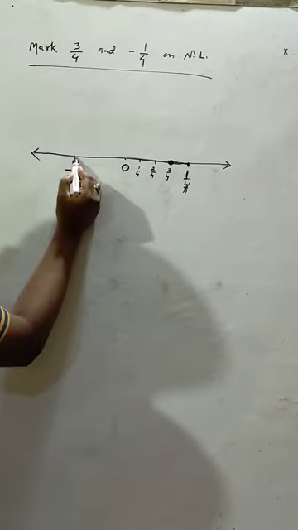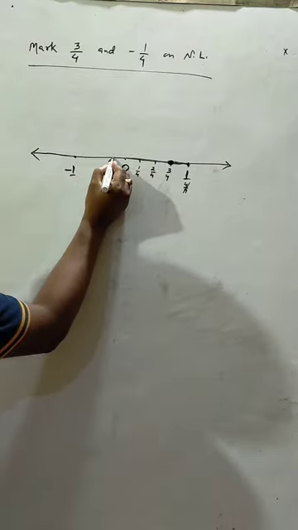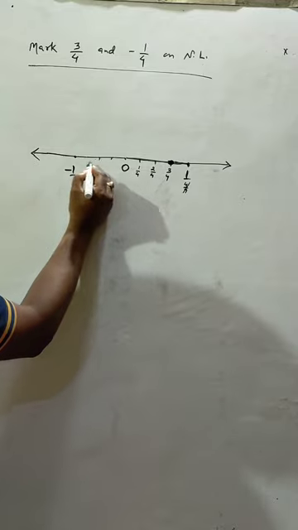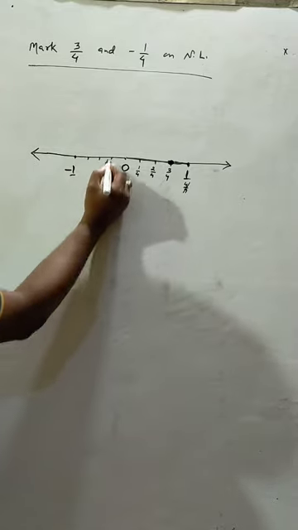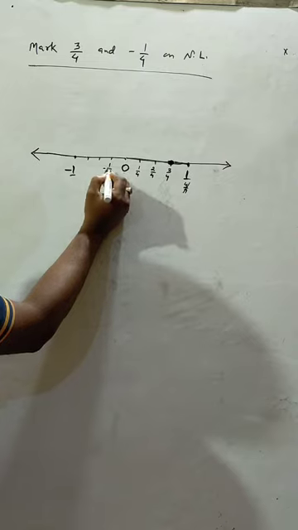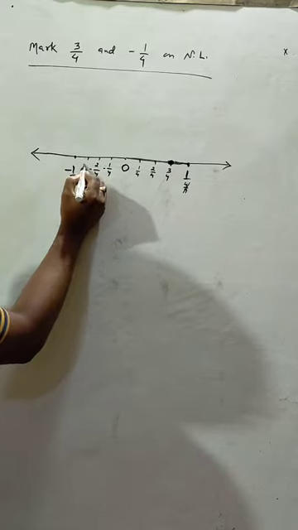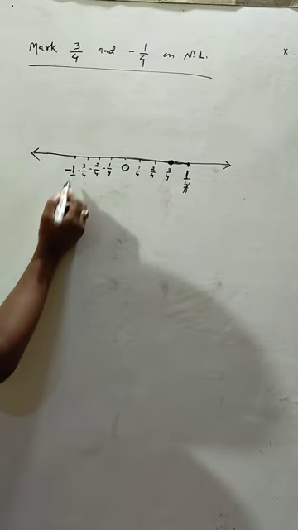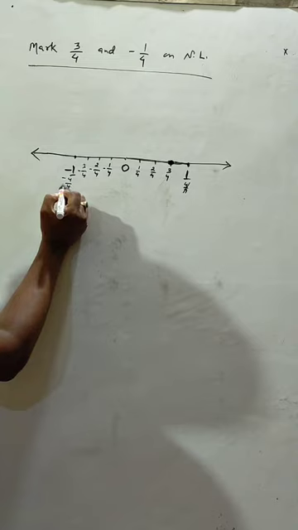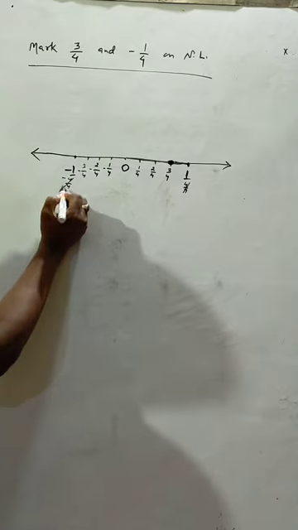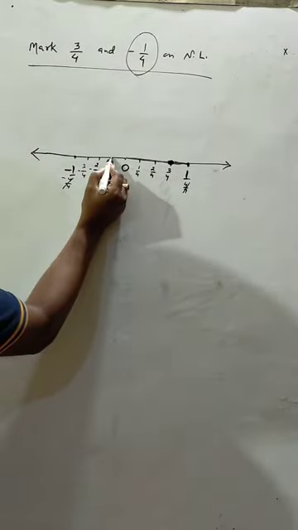The same for minus 1 by 4. From 0 to -1, since the denominator is 4, we will make 4 equal parts. 1, 2, 3 and this one is 4. This is 1 by 4, that is minus 1 by 4. This is minus 2 by 4. This is minus 3 by 4. And this is minus 4 by 4, that is minus 1. So we have to represent minus 1 by 4. See where it is? It is here. So we will make a dark point like this.